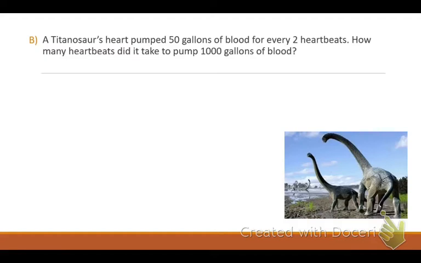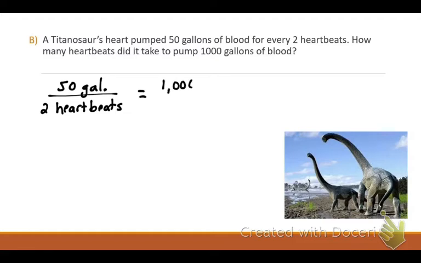Does anyone want to help me with how you set up your problem? Myra, what'd you do? Okay, so we've got 50 gallons over 2 heartbeats. Remember, especially with modeling real life problems, it helps to keep the units attached. And then I heard you also said 1,000 gallons of blood on the top per, and we don't know how many heartbeats, so we're just going to put an X.